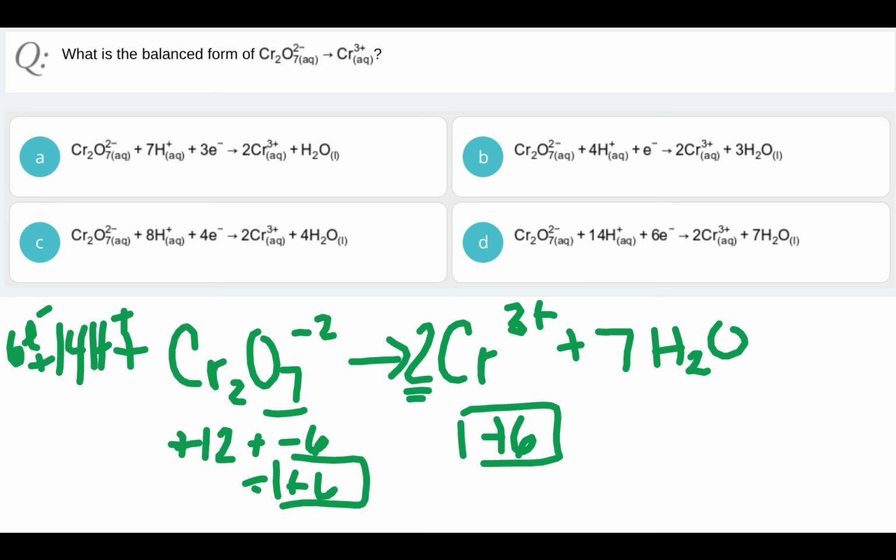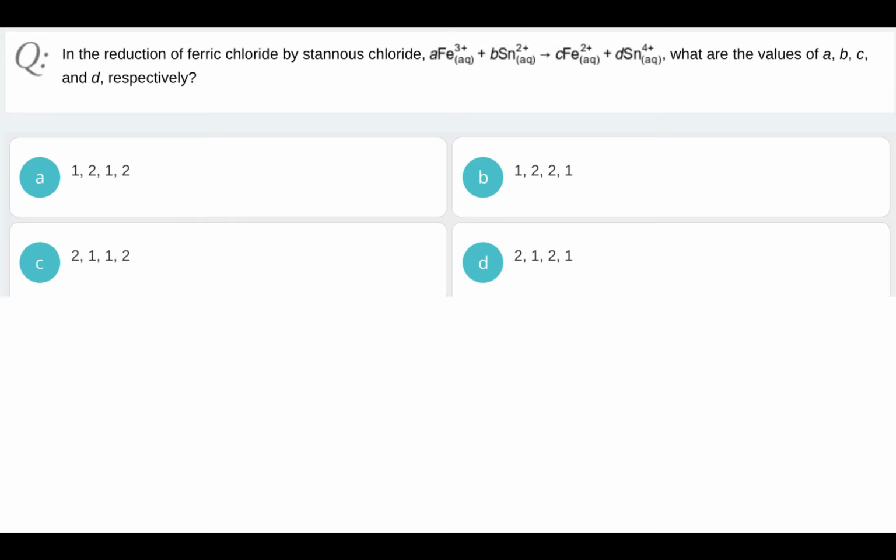Okay, and this next one, in the reduction of the reaction that we're seeing here, what are the values? With this question, I split it up into 2 half reactions and saw what's related. So Fe3 positive turning into Fe2 positive. For this to happen, an electron would have to be on the left-hand side. And for tin 2 positive to turn into tin 4 positive, we'd have to have 2 electrons on the right-hand side. So before we can add our 2 half reactions, we have to balance out those electrons, and then we can add everything together.